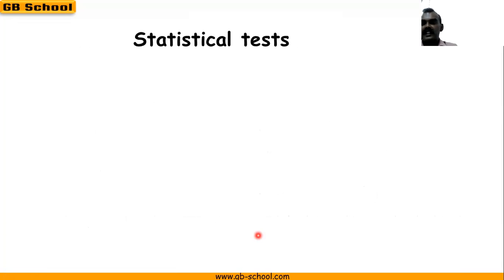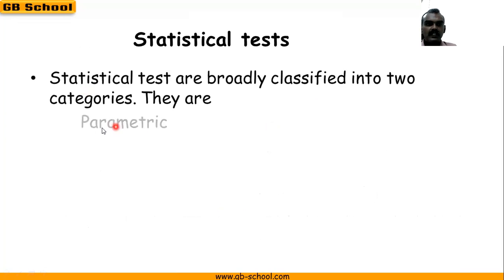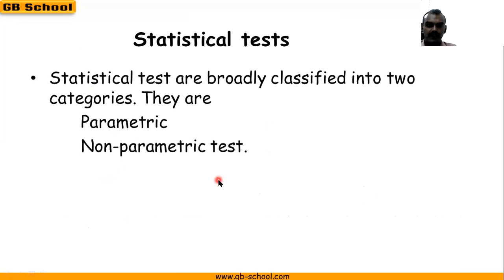Now we'll come to the statistical test. So we learned the steps in hypothesis testing, and the first is to select an appropriate test. Before going to different kinds of tests, there are two broad classifications. One is called parametric test. The next one is called non-parametric test. Let's look into what is parametric and non-parametric.